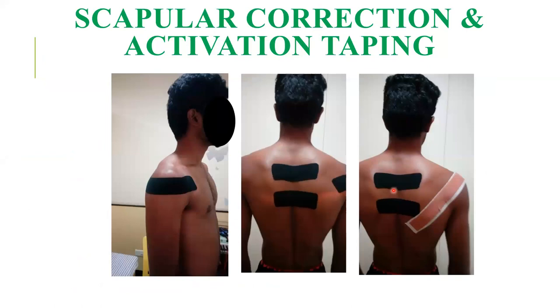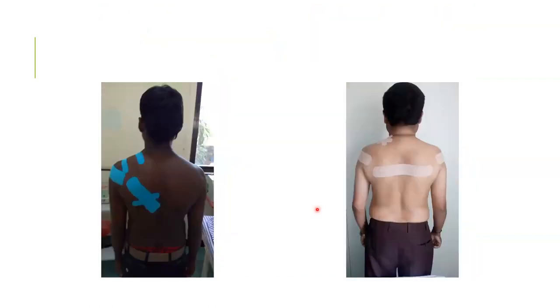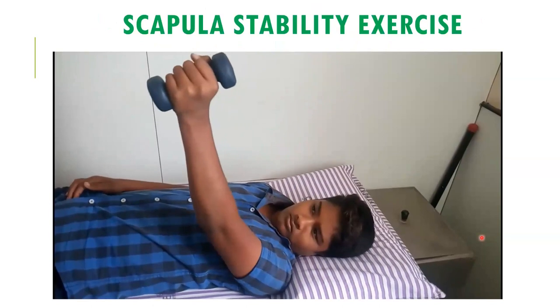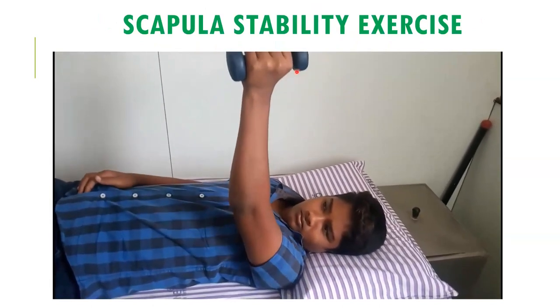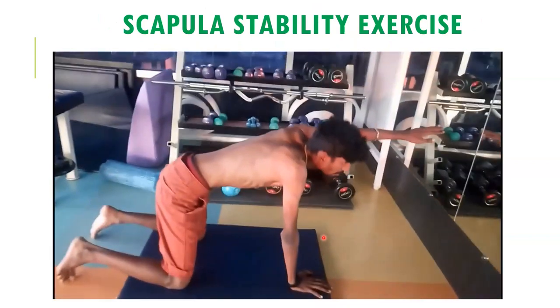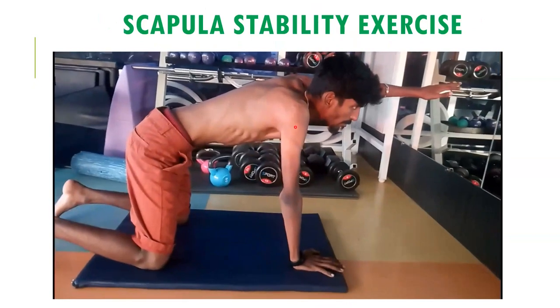So these are some of the taping methods which can be used for patients to give proprioception and a corrective method for the scapula. This is using the rigid tape and the kinesio tape. And these are the scapular stability exercises. So the idea is the weight with open kinematic chain. The patient is needed to have control of the movement. And this is in closed kinematic chain.